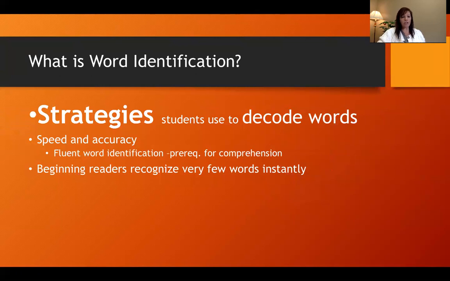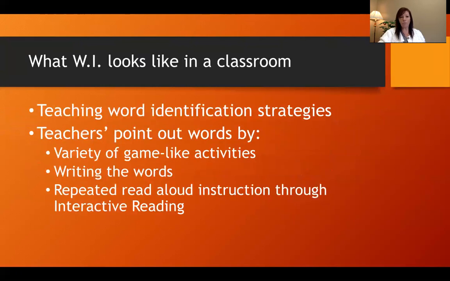So basically, mature readers are able to identify words with speed and accuracy. So here we're getting some fluency in. Fluent word identification is a prereq for, hopefully most of you said, comprehension. Our fluency affects comprehension. Our word identification influences our fluency. Beginning readers recognize very few words instantly, but with repeated exposure to the same words, instant recognition of vocabulary grows.